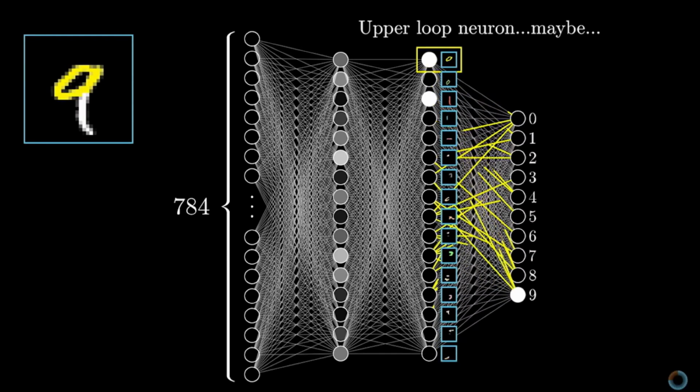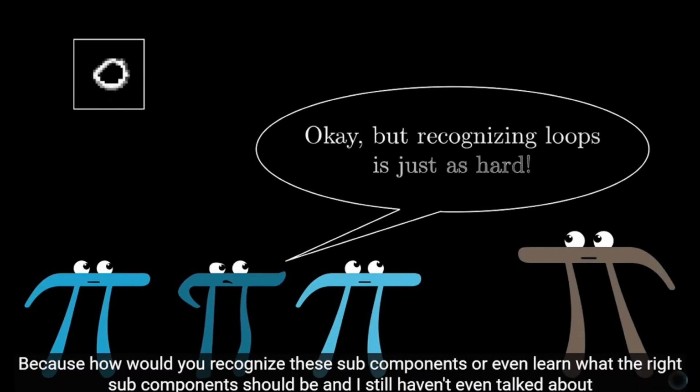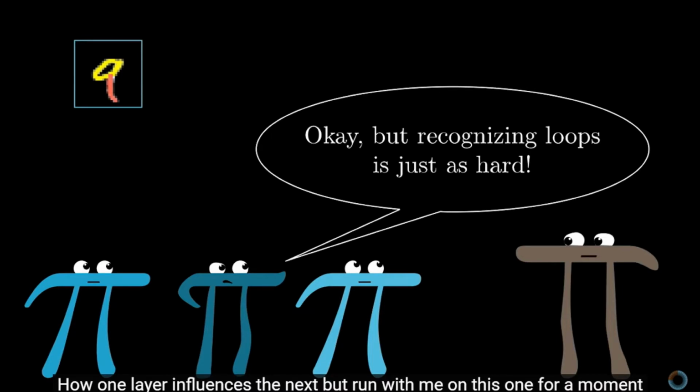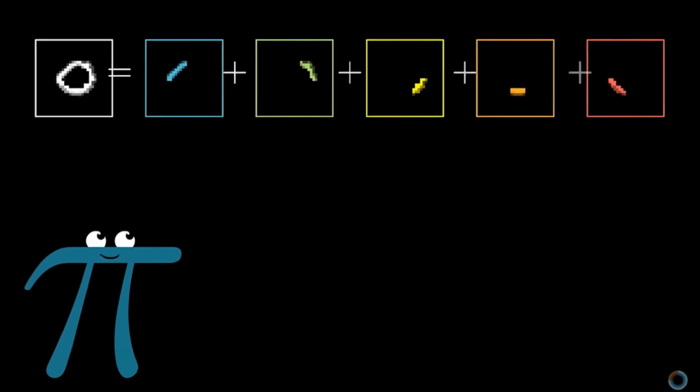Of course, that just kicks the problem down the road, because how would you recognize these subcomponents, or even learn what the right subcomponents should be? And I still haven't even talked about how one layer influences the next, but run with me on this one for a moment. Recognizing a loop can also break down into subproblems. One reasonable way to do this would be to first recognize the various little edges that make it up.